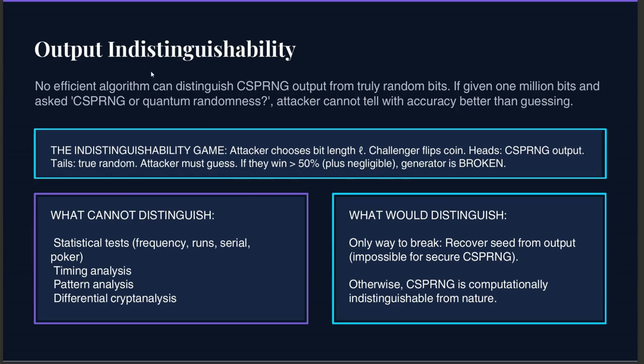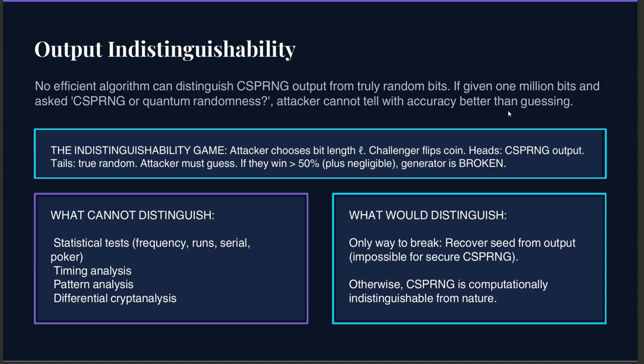Now let's move to another important concept, output indistinguishability. This idea forms the backbone of modern cryptographic security proofs. The simple principle is that a secure CSPRNG output should look exactly like true randomness. Not approximately random, not visibly random, but computationally indistinguishable from true random data. Now let us understand what that actually means.